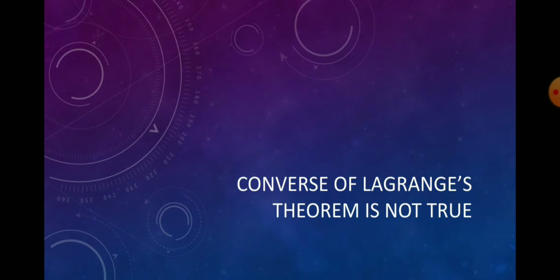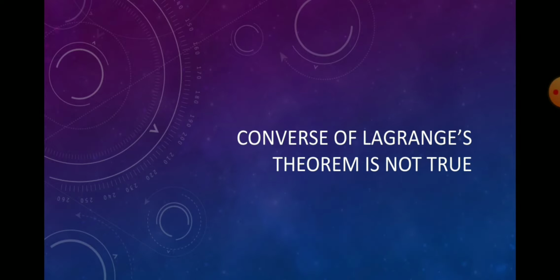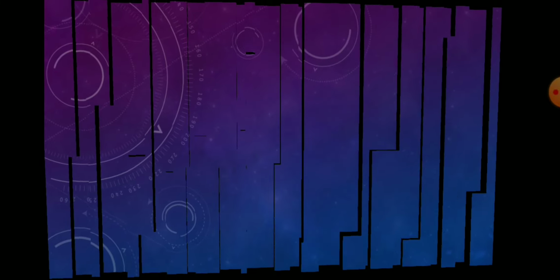Hello friends, in this video we are going to discuss the converse of Lagrange's theorem. That is not true, right? So we are going to conclude this by studying the example of A4, the alternating group of order 4, A4. Okay? To know about the alternating group, we must know about the symmetric group Sn, right? So let us discuss that first.